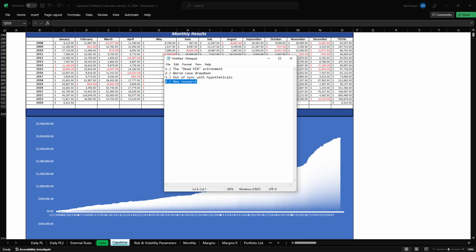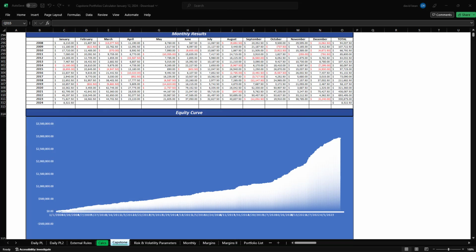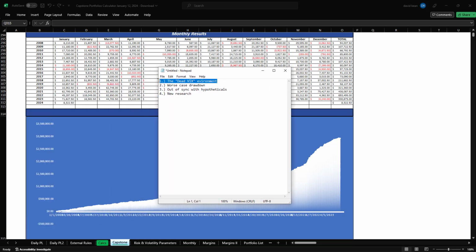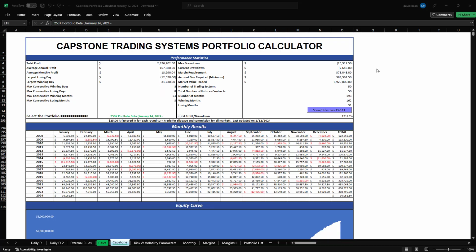And the fourth reason is the one I'm most excited about, the new research. I gave you a preview of that. We're going to go over the new research now, and this gives us the final reason for the reset. The first three are discouraging. You have a dead VIX environment, you have a worst case drawdown, you're out of sync with your hypotheticals, so it's kind of a discouraging scenario. And then you spend some time researching, and database research always provides the optimism in your trading. So we get the bounce, we're up a little higher than break even, and now we have new research to look at, and we're optimistic about that.